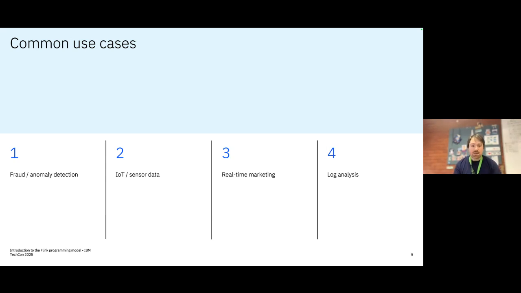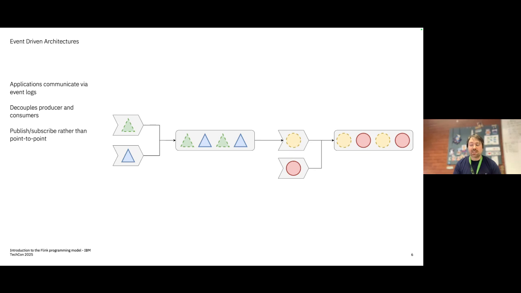Now, what we actually often see when we talk about streams of data is that it goes hand in hand with event-driven architectures. An event-driven architecture is this idea that applications themselves communicate via event logs rather than point to point. So I build an application that can produce messages onto an event log, an event broker, such as Apache Kafka, MQ, RabbitMQ, etc.